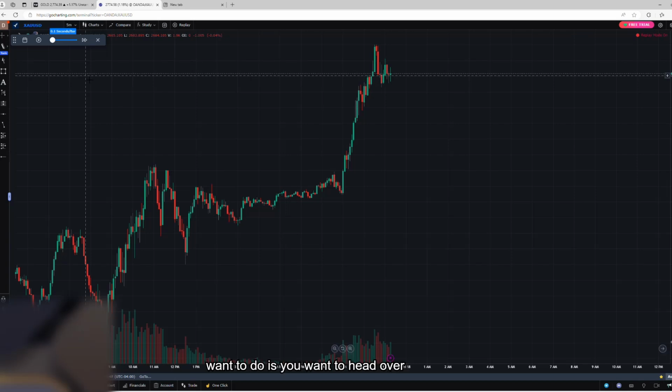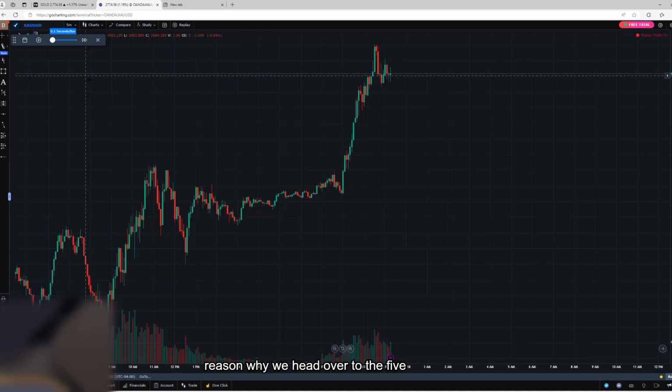Now the first thing you want to do is head over to the 5-minute chart to mark up your key zones. What are key zones? Key zones are institutional zones where there is potential to either buy or sell. Just to be clear, I want to mention institutional. You get it? So you want to head over to the 5-minute chart and mark up your key zones.